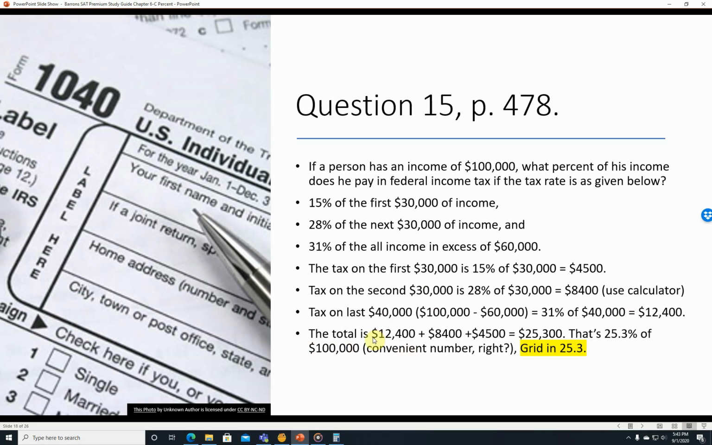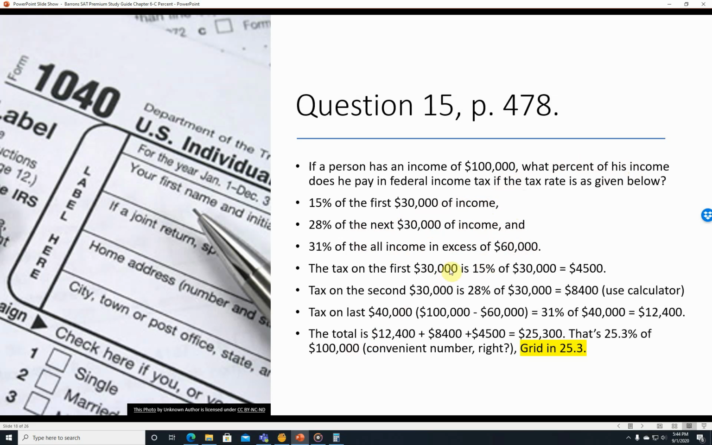Question 15, page 478. If a person has an income of $100,000, what percent of his income does he pay in federal income tax if the tax rate is as given below? 15% of the first $30,000 of income, 28% of the next $30,000 of income, and 31% of all income in excess of $60,000. The tax on the first $30,000 is 15% of $30,000.